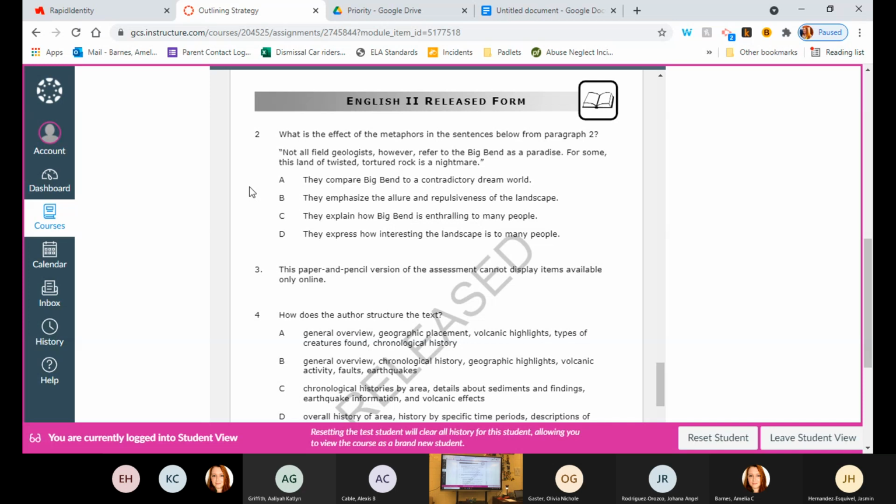B. Why B? Because I see A and it says compare Big Bend to a contradictory world, but I feel like it's more like emphasizing that people see it as So A is about what it is, and B is about how people feel about it. Is this sentence more about what the land is or what people think about it? What people think. Okay, so B is the better answer.